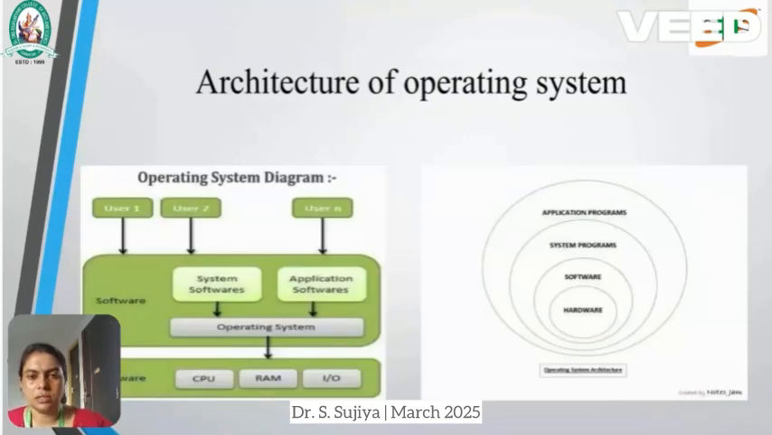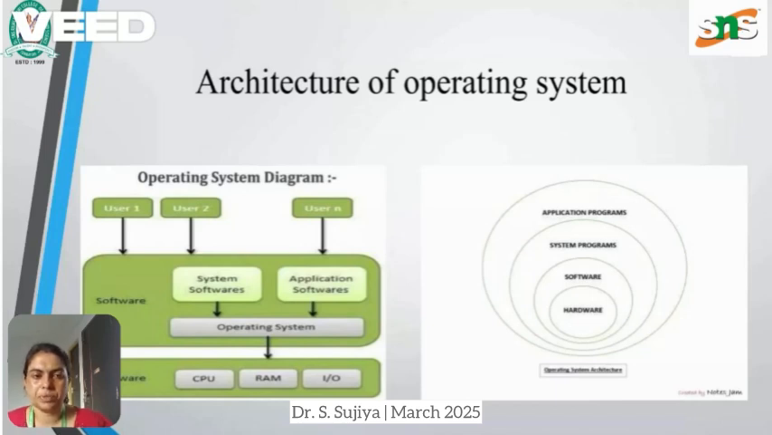We have three layers. One is the user layer, next is the software layer, next is the hardware layer. In the hardware layer we have CPU, RAM, and input output devices, whereas in the software layer we have system software and application software, and next is the operating system software. On the upper part, we have the user layer where n number of users get access to the system. The diagram on the right side shows the hardware, next comes the software, next the system programs, and next the application programs.